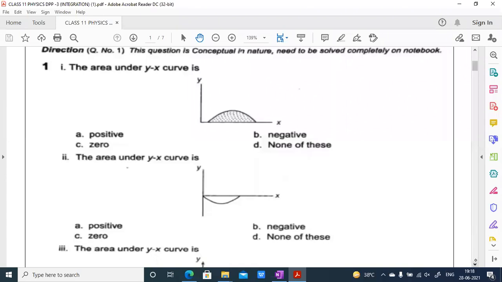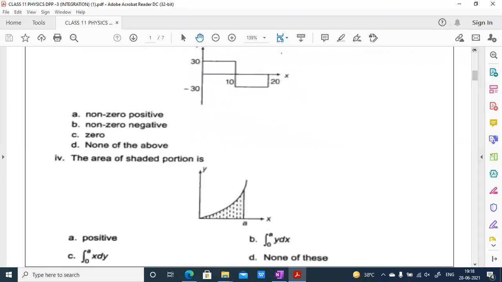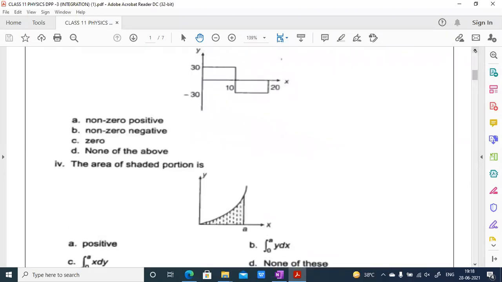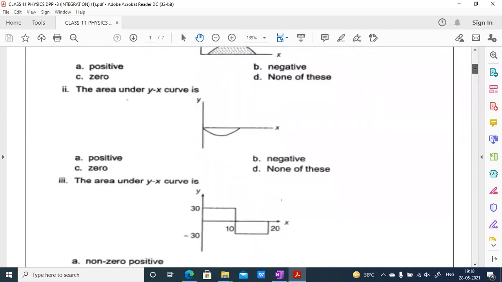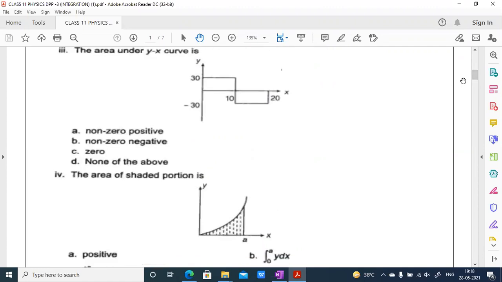Right. Second question: area under the y-x graph. The second one is negative, because it is below the x-axis. Third, what will be the third? Area under the y-x curve? Zero. Zero, half positive and half negative.